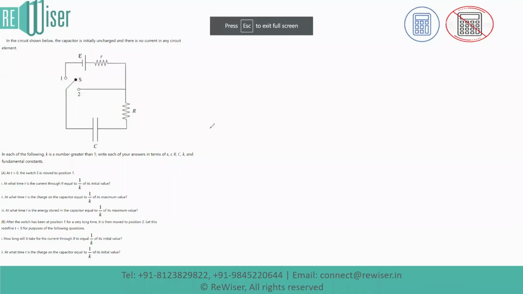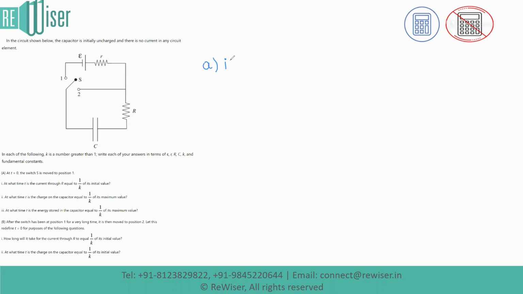Hey guys, let's have a look at the following question. Now here, part one asks: at time t equals 0, the switch is moved to position 1. They're asking us to calculate the time at which the current through R is equivalent to 1 by K times the initial value. Now let's start answering part A, part 1 to begin with.